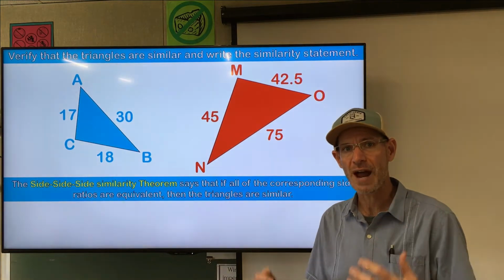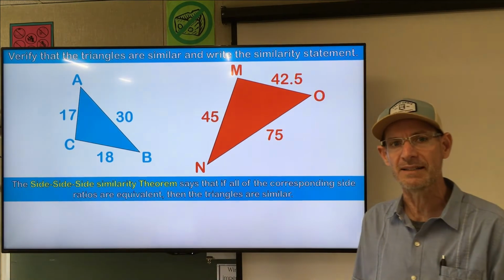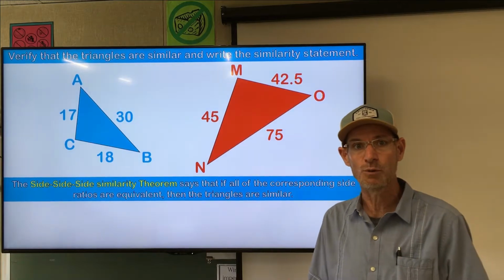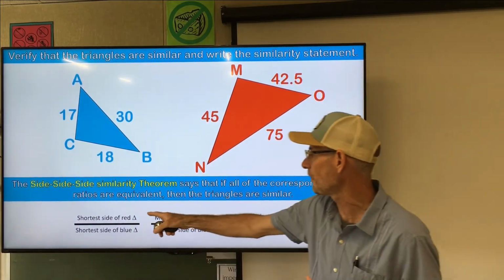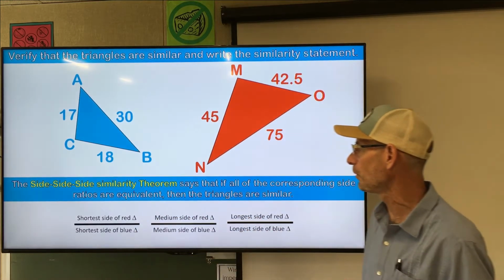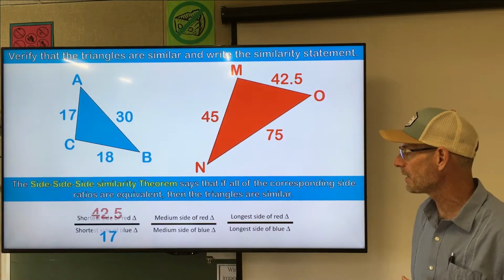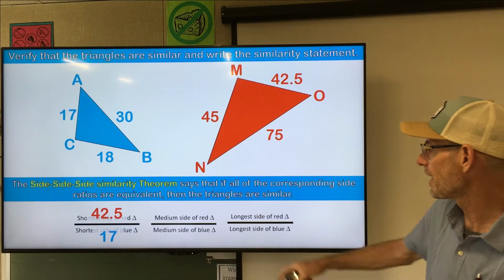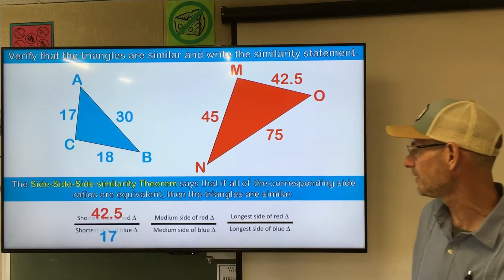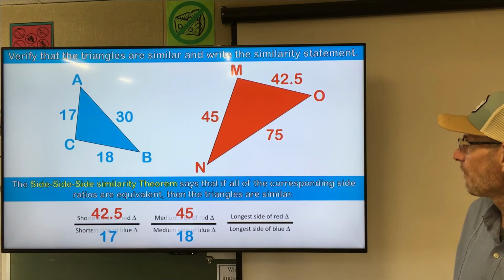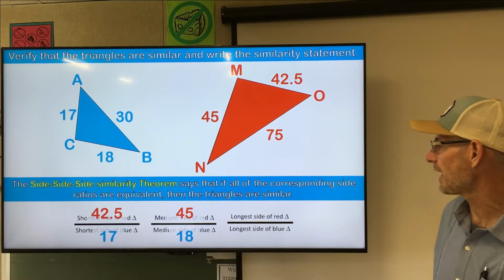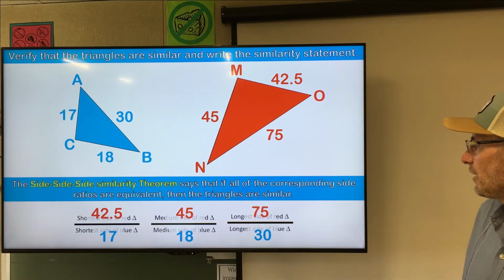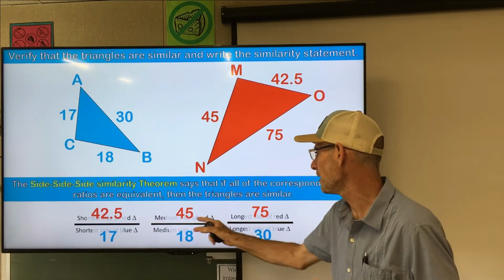So all of the fractions that we make out of the corresponding sides are going to be equal to each other. So we're going to start out, and I'm going to take the shortest side from the red triangle and the shortest side from the blue triangle, and I'm going to make a ratio. Then I'm going to take the medium-sized sides, 18 and 45, and make a ratio. Then I'm going to take the largest sides and form a ratio. And so I have these three ratios.